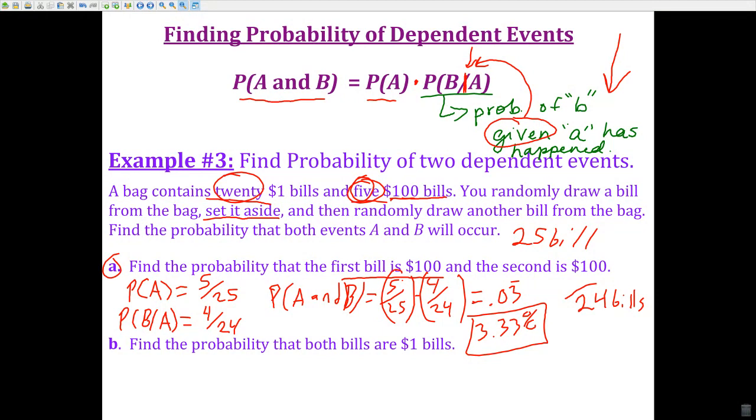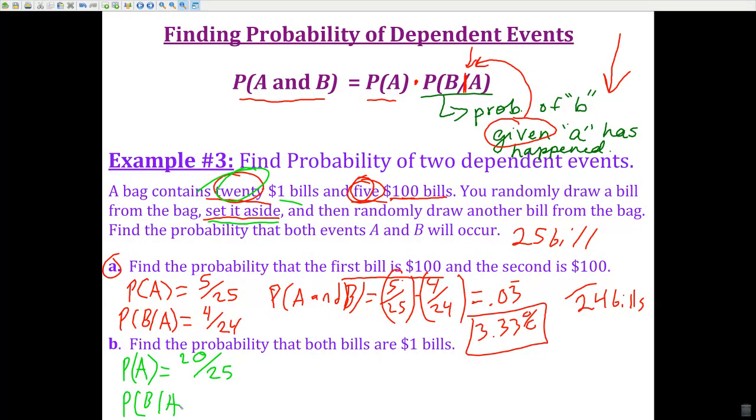Find the probability that both bills are $1 bills. All right, you should probably try this on your own, right? Just mimic what we just did. But the first part, you choose a $1 bill, one of the $21 bills. So there are 20 $1 bills, so 20 out of how many bills are the total? 25. Now you take out one of the bills, right? You set it aside.